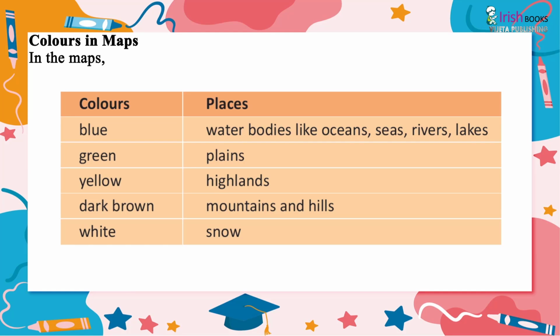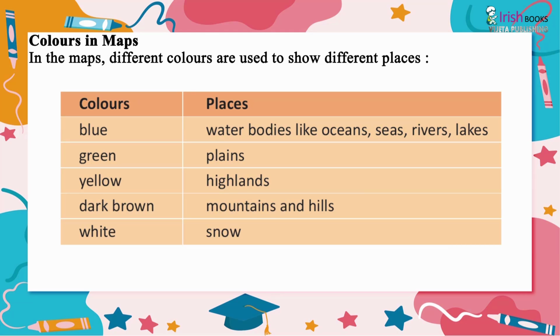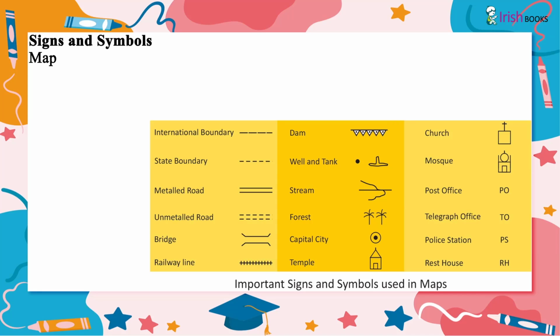Colors in maps. In the maps, different colors are used to show different places. Colors, places. Blue, water bodies like oceans, seas, rivers, lakes. Green, plains. Yellow, highlands. Dark brown, mountains and hills. White, snow.